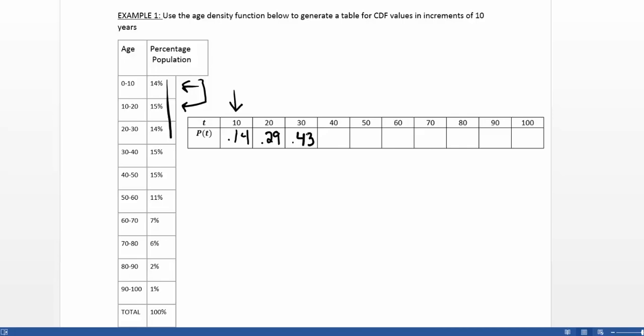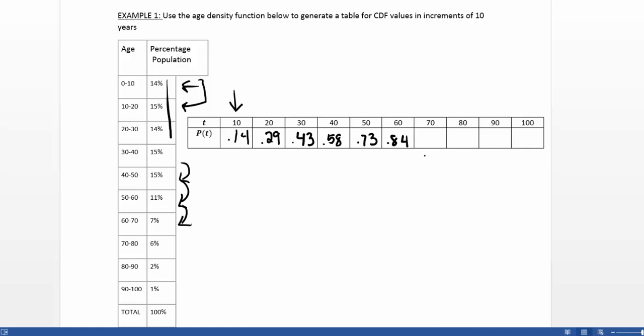So 43% of the population is less than or equal to 30. And then we keep going. To get to 40, we need to add on another 15%, so that's going to give me 0.58. To get to 50, I have to add on another 15%, which is going to give me 0.73. To get to 60, I have to add on another 11%, so 0.84.